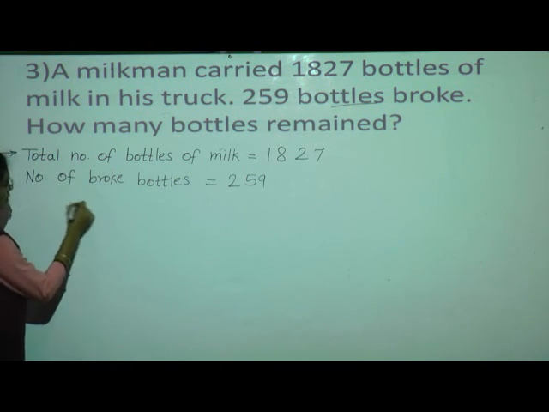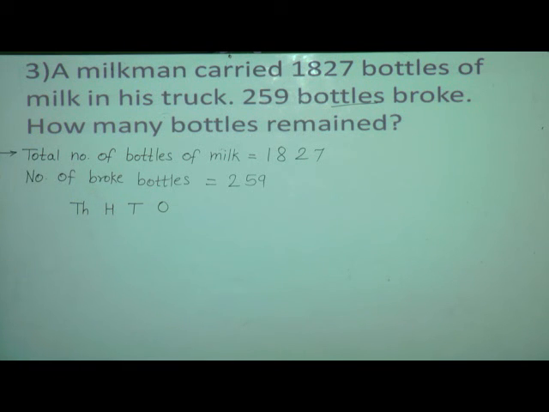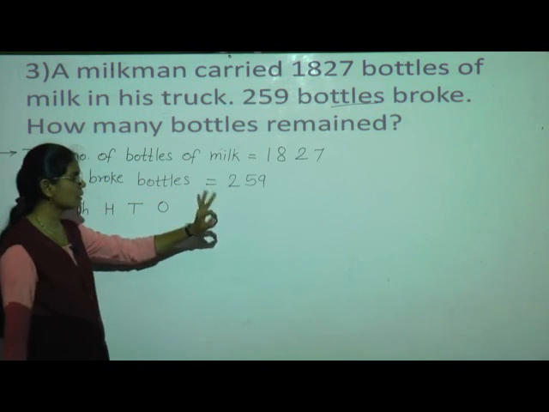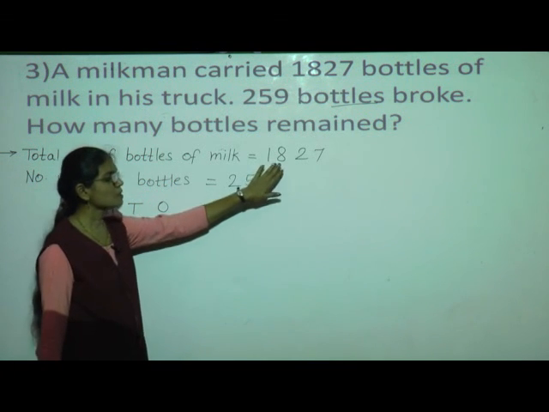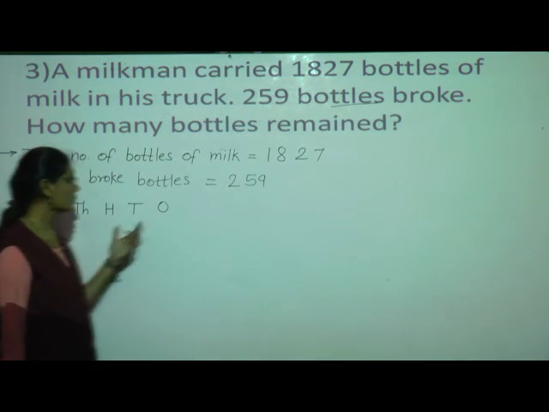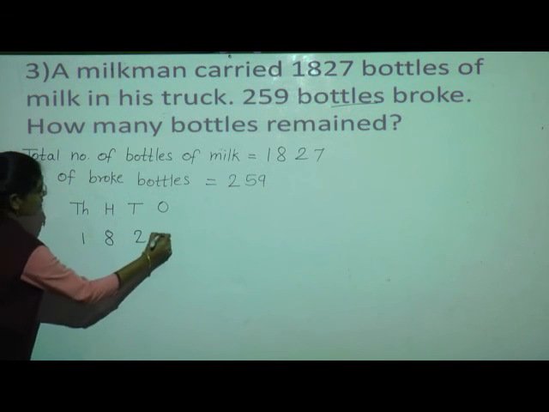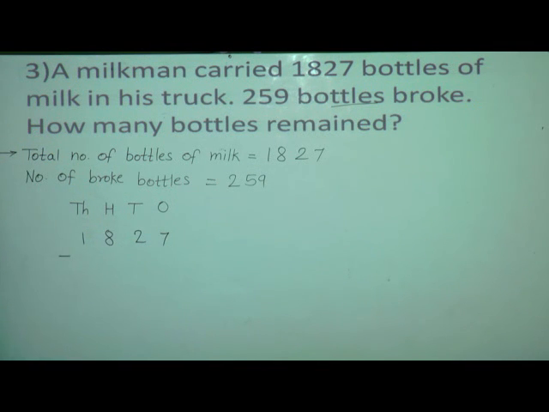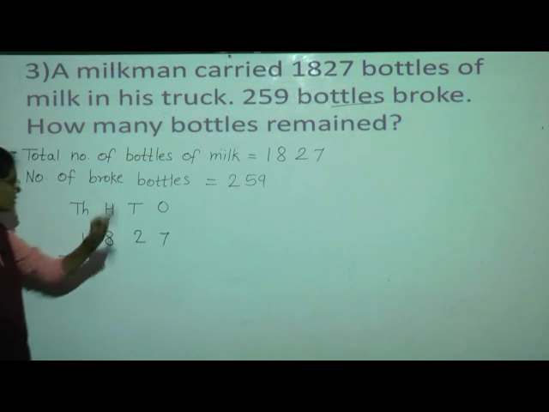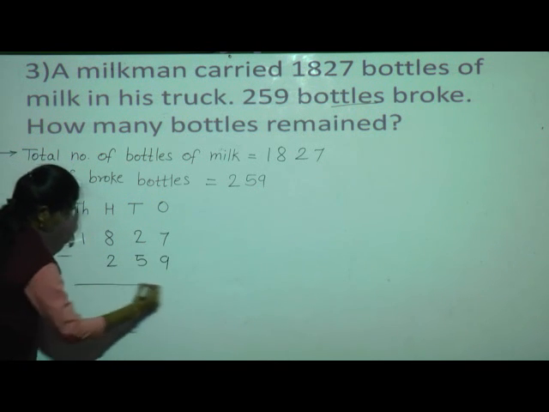First of all, draw the place value chart and put these two numbers in the place value chart. See, the first number is a 4-digit number, and the second is a 3-digit number. This 3-digit number is always smaller than the 4-digit number. So first of all, which number will you write? Yes, this 4-digit number we will write in the place value chart. Write the number 1827 minus, what is the second number? The other number is 259, which is a 3-digit number. So start from the hundreds place, 259.